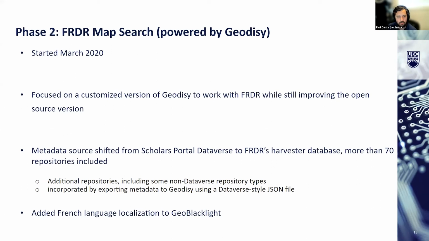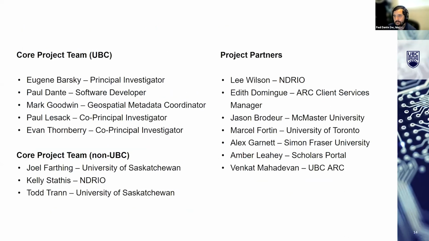One thing that's also nice in terms of the open software for this is that we have created a French localization for Geo Blacklight, which did not exist before. We haven't pushed it out yet to the larger community, but it will be pushed out in the near future. That's about it. This is the core team that we worked with. It started off with mostly UBC people, but now we also have some University of Saskatchewan and NGO employees working on it, and then a bunch of other project partners.